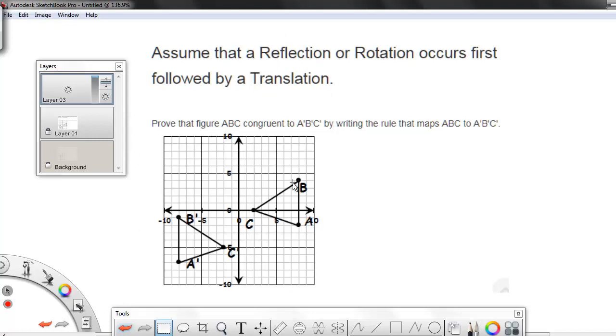The idea as you go through this, the first thing we have to determine is if we have a reflection at play or a rotation. And the easiest way to do this is always test for a reflection first, and if it fails on that, then we automatically default and say it must be a rotation, and then we go from that point.